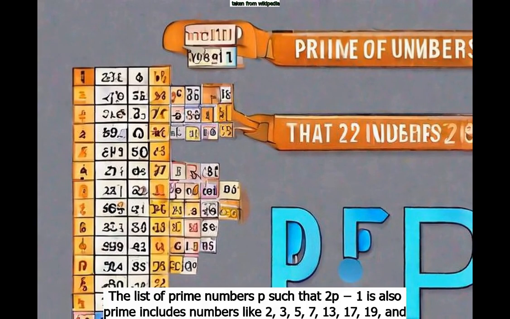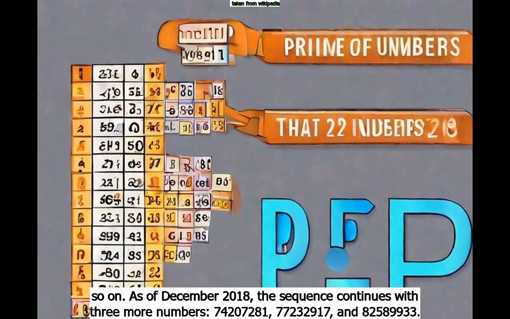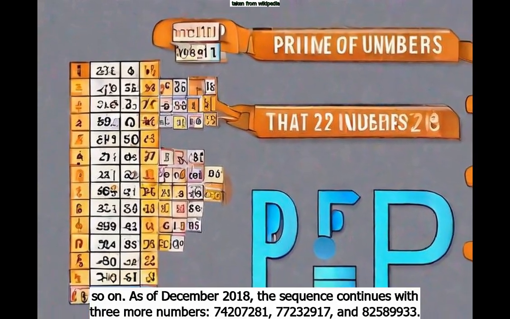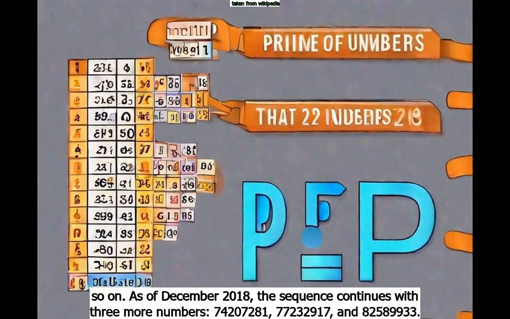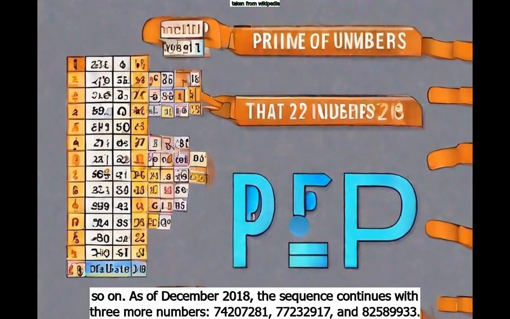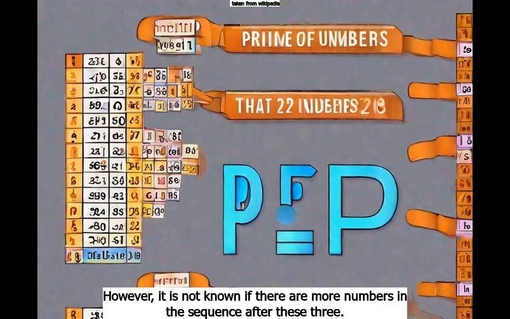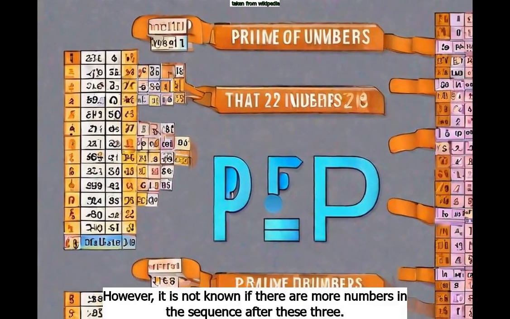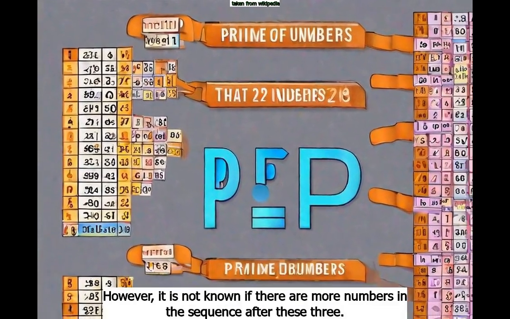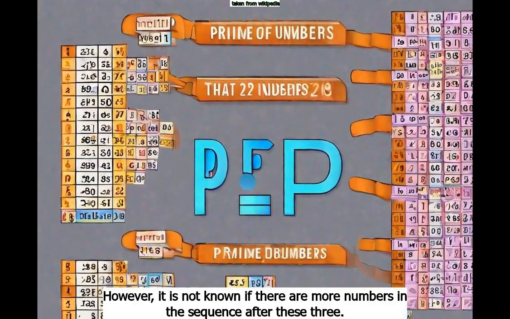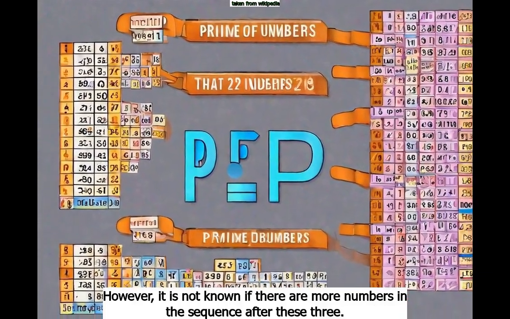As of December 2018, the sequence continues with 3 more numbers: 74,207,281, 77,232,917, and 82,589,933. However, it is not known if there are more numbers in the sequence after these 3.